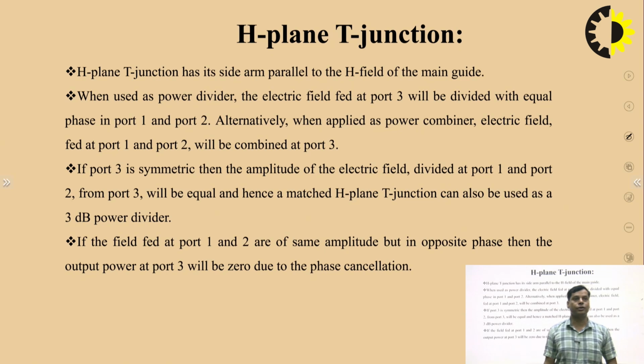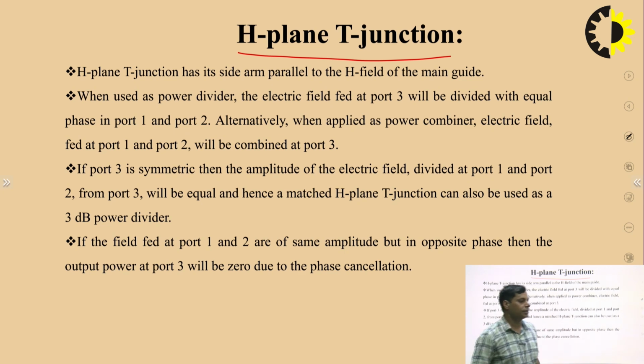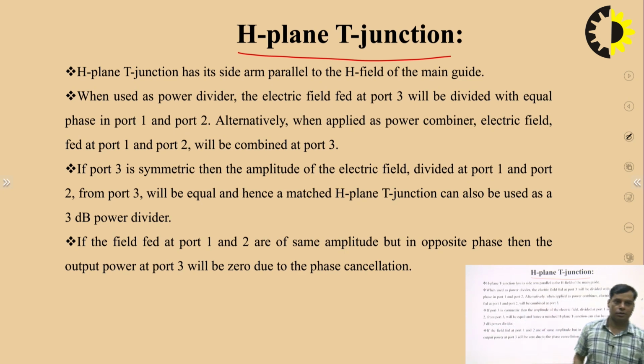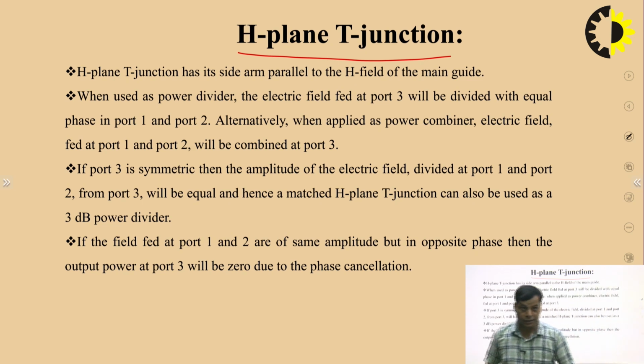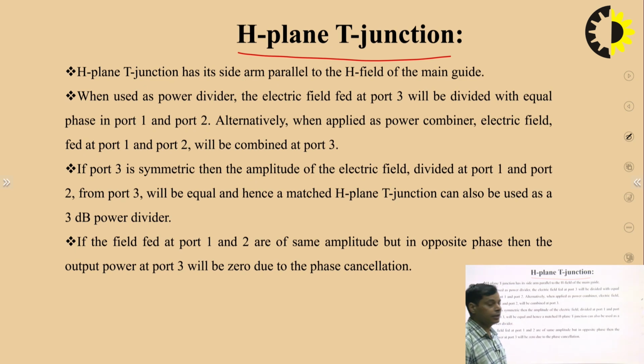In continuation, my topic is the H-plane T junction. In this H-plane T junction, at the side arm of the primary waveguide we connect another waveguide. So three ports become available, and it is simply named an H-plane T junction.